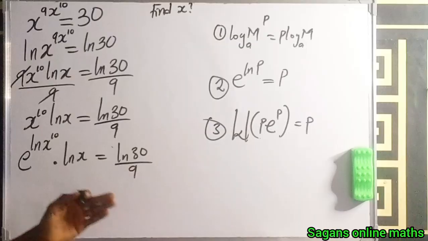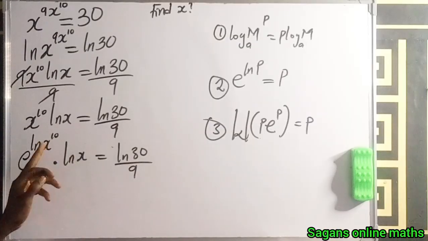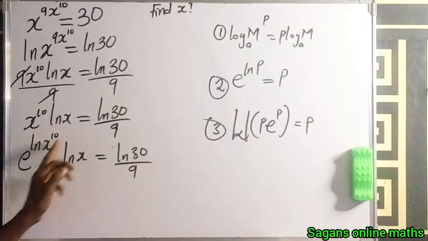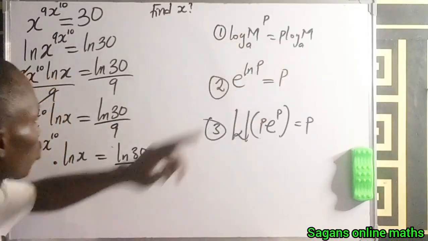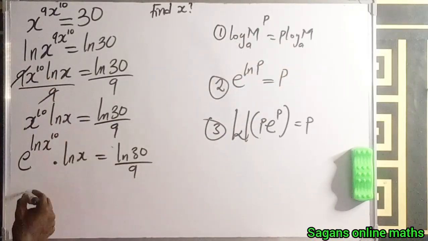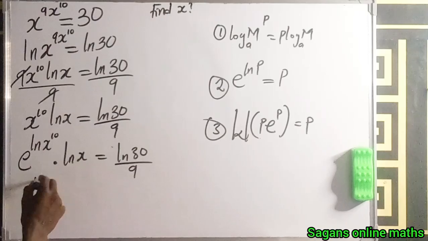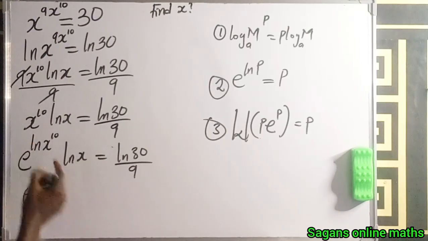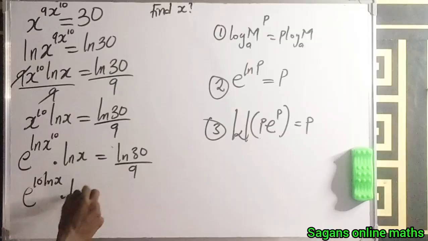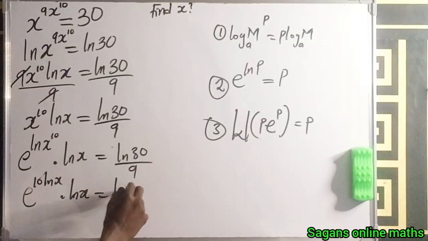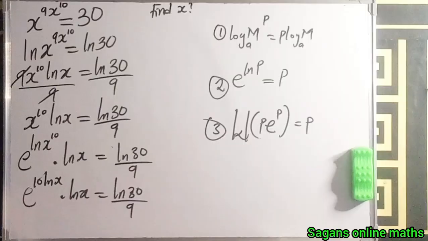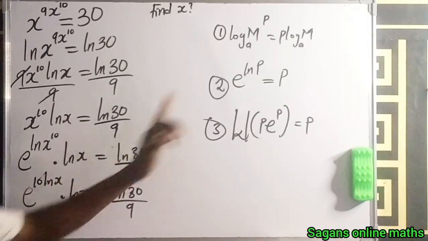Now to make it easier for everyone to understand, let's obey the properties. What you are seeing is in this form, so let's take it to this form. We want to have e to the power of 10 ln x, because the power has come back to multiply the ln, multiplied by ln x equals ln 30 divided by 9, right? Now you can see that this is in this form.